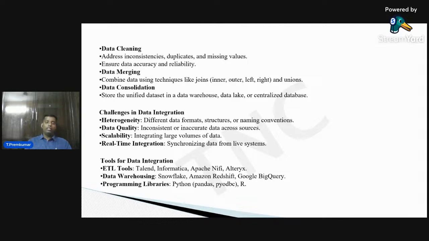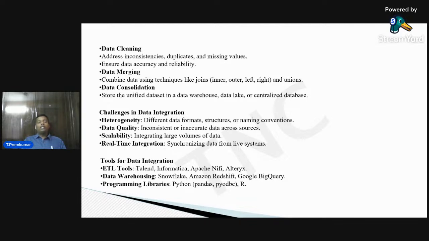After heterogeneity, we go for data quality. We can find some inconsistent as well as inaccurate data across the sources, which can be minimized by using the data cleaning process. And finally, scalability, which deals with large volumes of data. From that, we synchronize the data with the live systems, that is, with real-time integration.